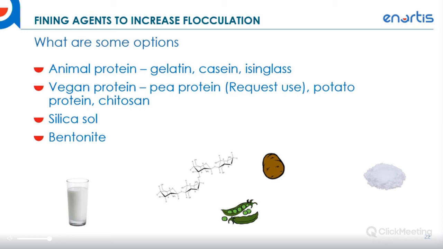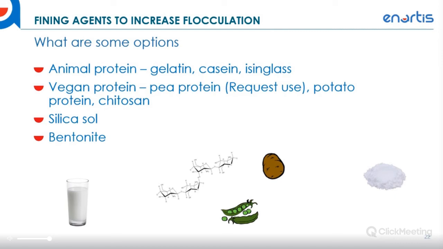Potato protein is another fining agent that's a vegan protein. Both potato protein and pea protein have similar effects to casein and gelatin in terms of their ability to remove some oxidative precursors as well as bitterness. Chitosan is a newer vegan fining coadjunct that we are very excited about in terms of its ability to increase the effectiveness of other fining agents and also to do fining itself. So I'll talk more about chitosan in a couple of minutes.